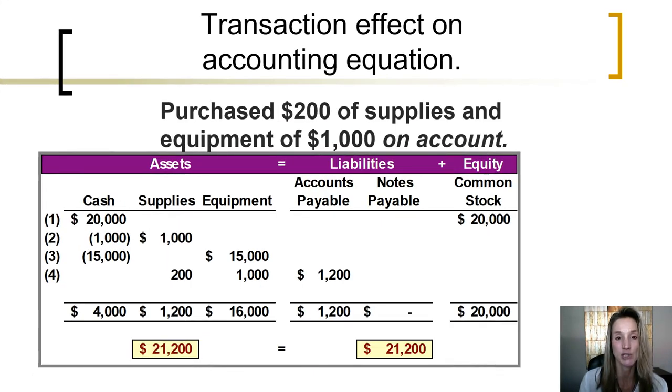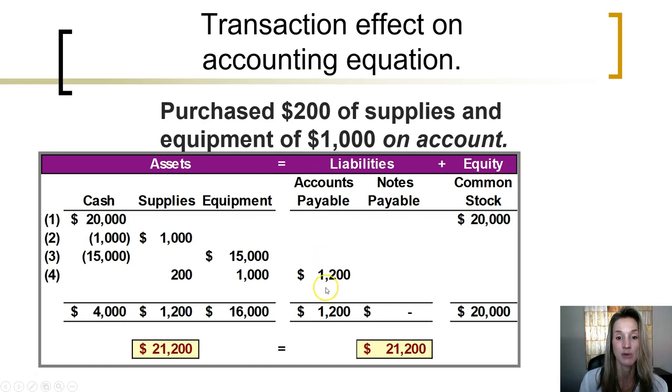The business purchased $200 of supplies and equipment of $1,000, both purchases on account. On account means they have made the purchase, but they haven't paid for the purchase yet. That means they have a liability to pay for those purchases at some time in the future. So we know that the amount of supplies the company owned increased, so we're going to increase the supplies, which is an asset. The amount of equipment the company owns increased, so we're going to increase equipment by $1,000, bringing total assets to $21,200.